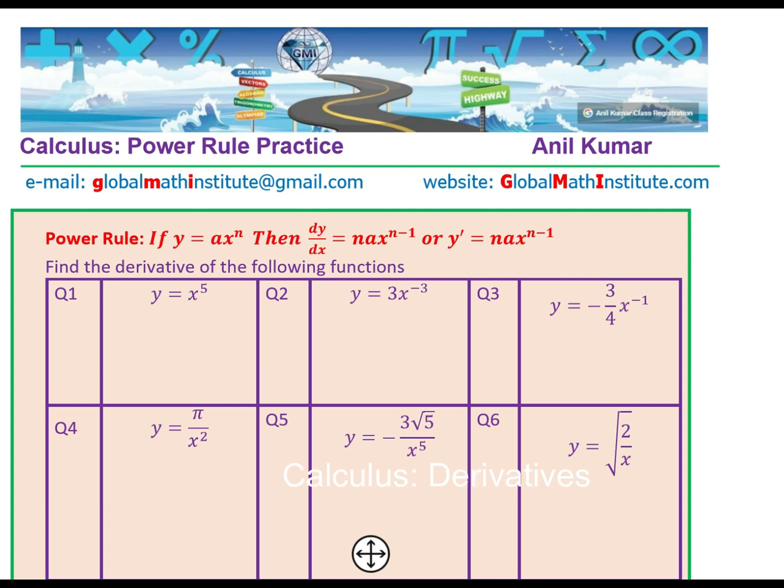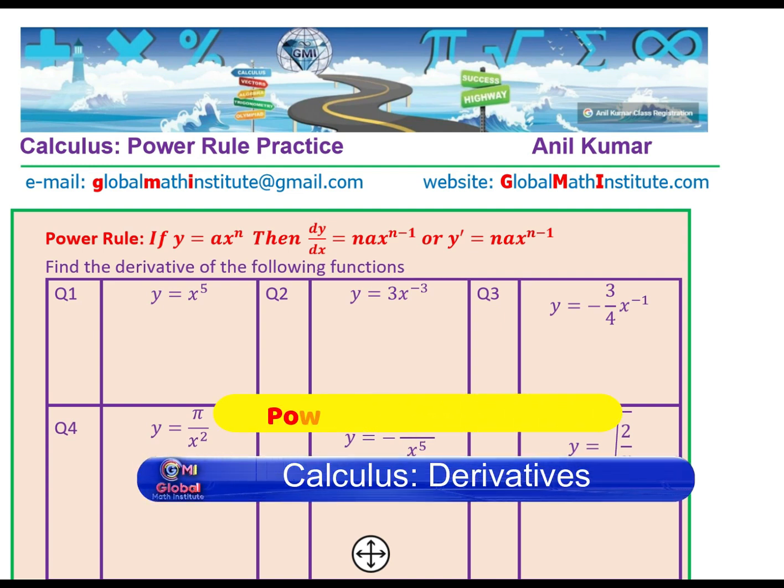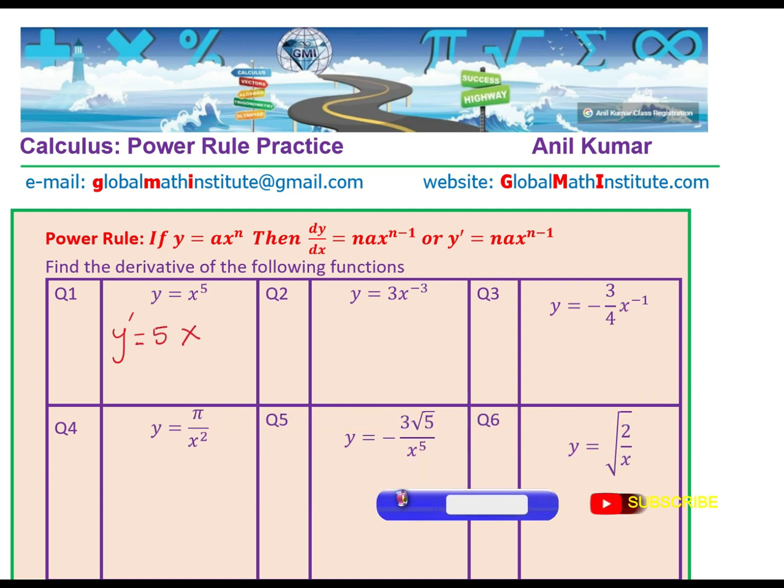So the very first one here is y equals x to the power of 5. Apply the power rule. The derivative should be equal to 5, which is the exponent, times x to the power of 5 minus 1. Let me rewrite like this, which should be 5x to the power of 4. Is that clear to you?